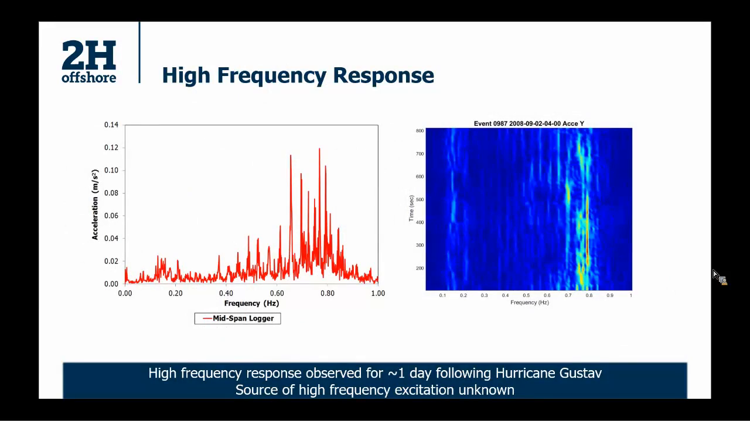And there was an interesting response here. Right after Hurricane Gustav and before the start of Ike, we saw something that is high frequency and high response of the riser. And you can see the spectral plot on the left, and this frequency is higher than the usual wave and VIV frequencies. And the amplitudes are also not small.